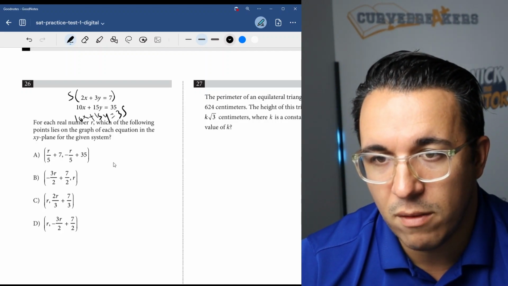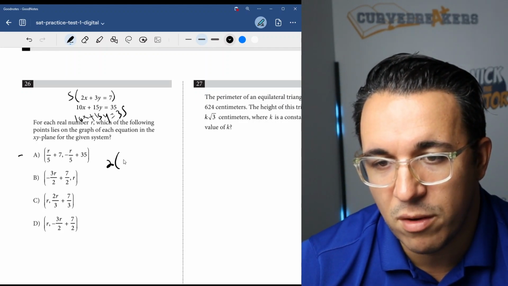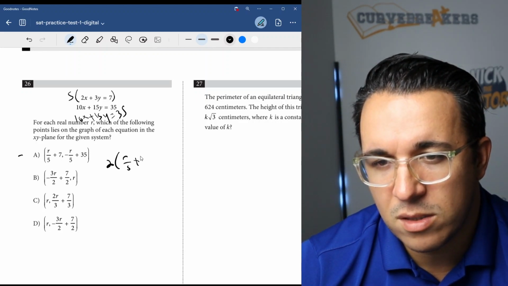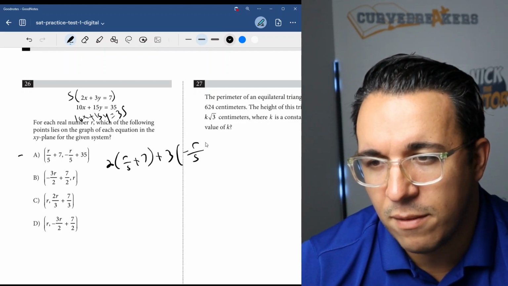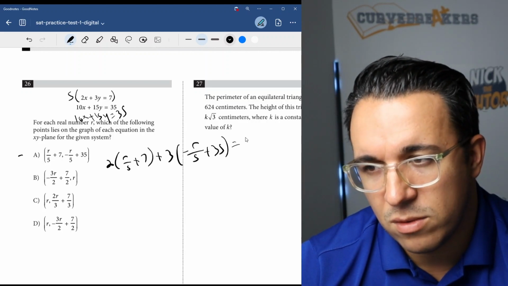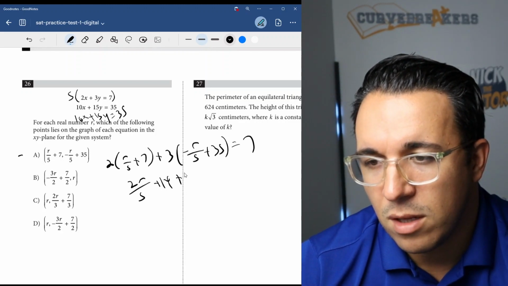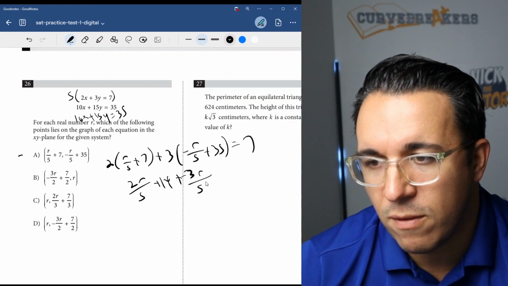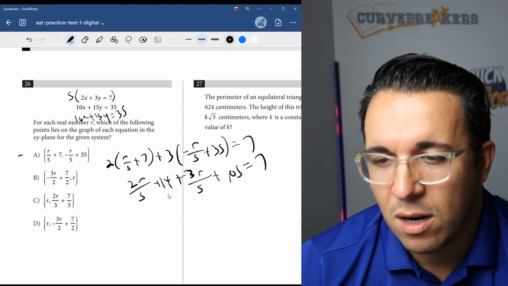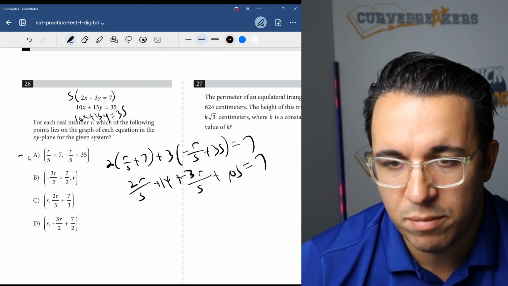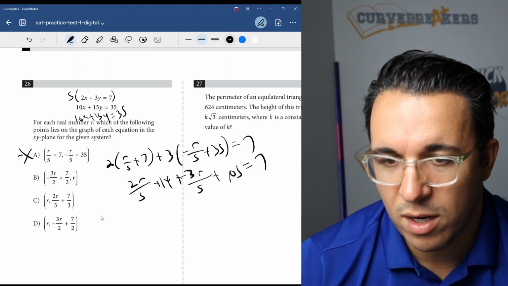Luckily, I have a lot of room here, right? So I'm going to do A first. This should reveal itself quickly, whether it's right or wrong. R over 5 plus 7 plus 3 times negative R over 5 plus 35 equals 7. Not thinking this works out, because we got 2R over 5 plus 14 plus negative 3R over 5 plus 105 equals 7. Doing a little quick math here, I don't think that's going to work. So I'm going to preliminarily put an X on that one. If I was doing the real test, I would check more closely, but I want to move through this, right? Let's try the next one.